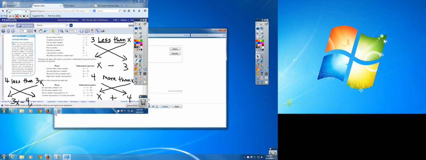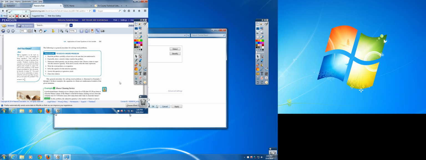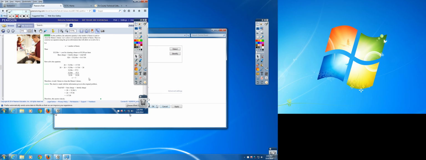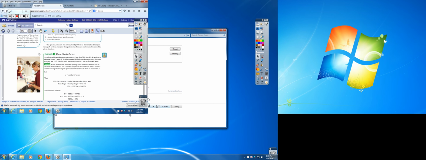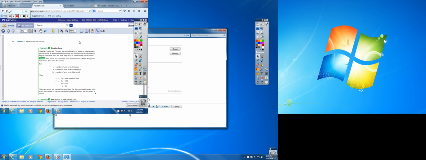Make sure you make a note of that page so that way you can go over those phrases. And we're going to look at some problems, and I'm going to tell you what to do, okay?